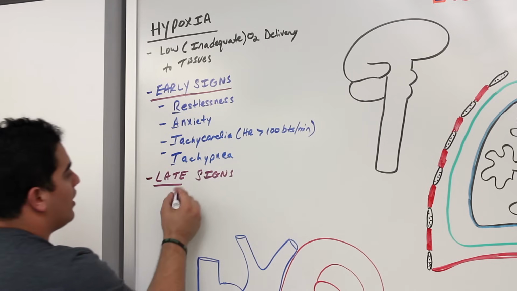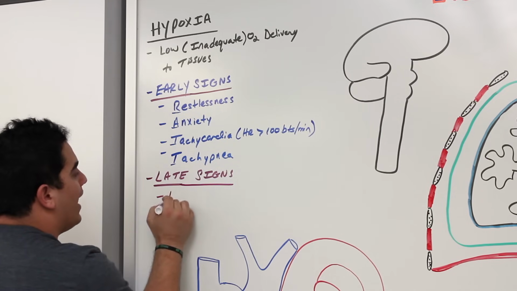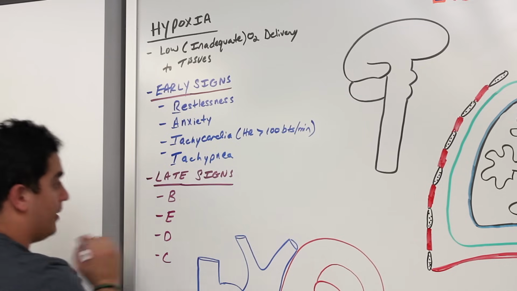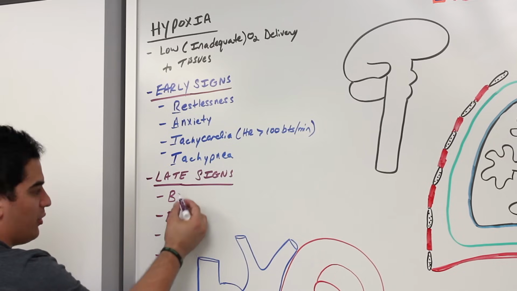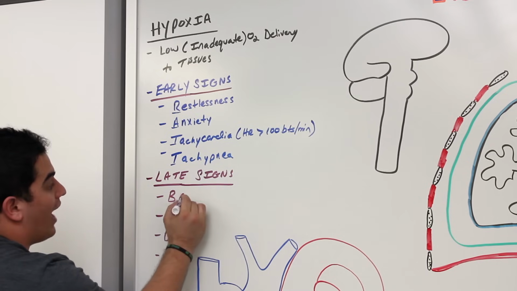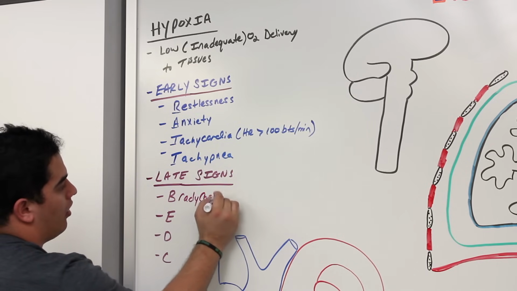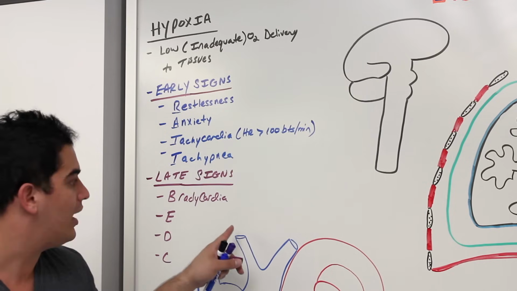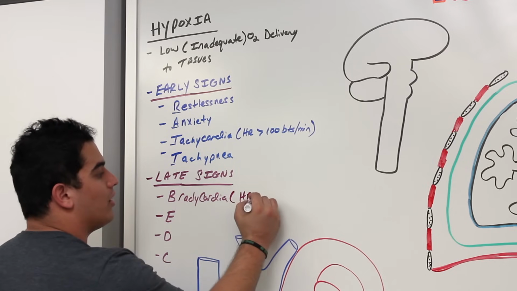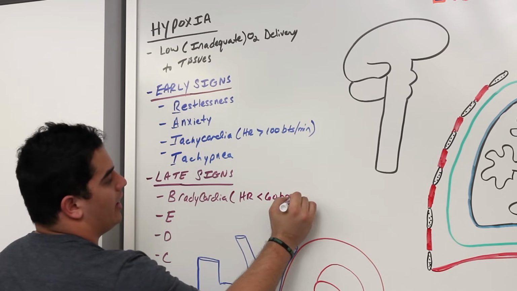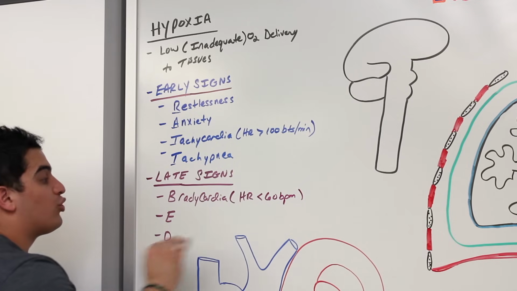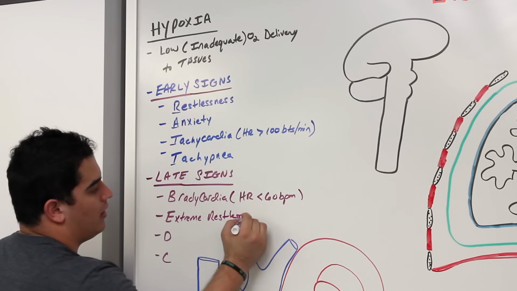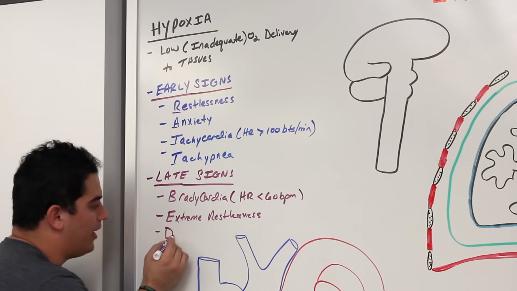Again, what are the late signs? The late signs are going to be specific. Remember, BED C. B is for bradycardia. You might be like, whoa, what the heck? Their heart rate was eventually above 100 beats per minute, and then it switched to a decreased heart rate, where the heart rate is now less than 60 beats per minute. And then E is for extreme restlessness. And D is for dyspnea.